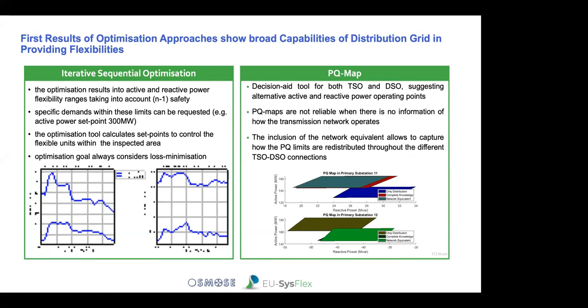The Fraunhofer tool's best feature is that it can translate the request from the TSO, in our case, into the segregated set points for all the power plants, and also calculate beforehand what is feasible to transmit as flexibility to the overlying grid. But the PQ maps tool is not an iterative approach between active and reactive power. It's a simultaneous calculation of active and reactive power flexibilities, and in these PQ maps you can actually see what set point, active and reactive power component, is feasible.